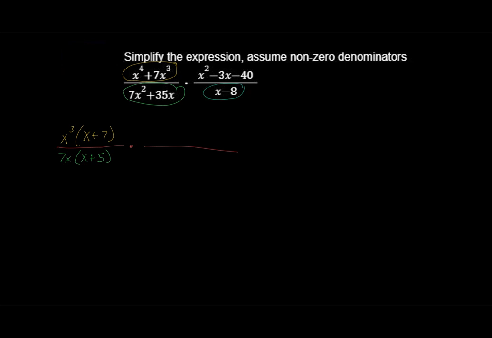Next, we have the x minus 8. X minus 8 has no common monomial, and since there are no exponents, I can't factor it in terms of polynomials, so we just bring it down.